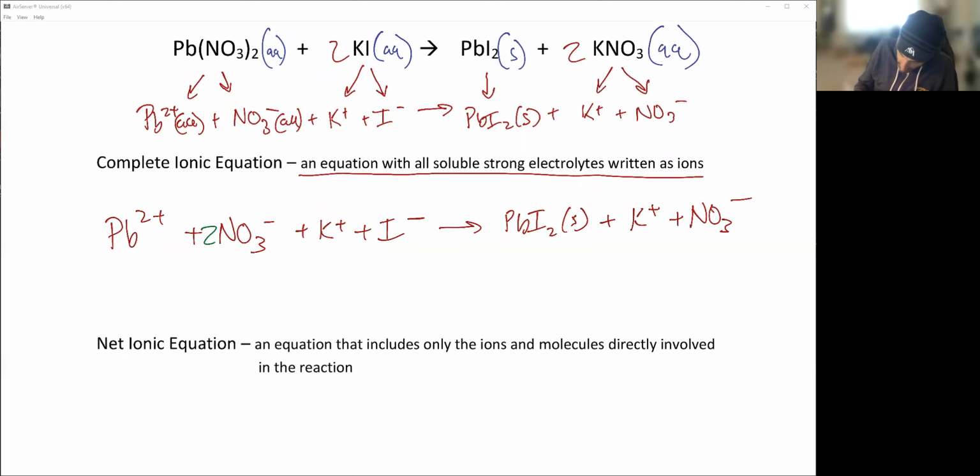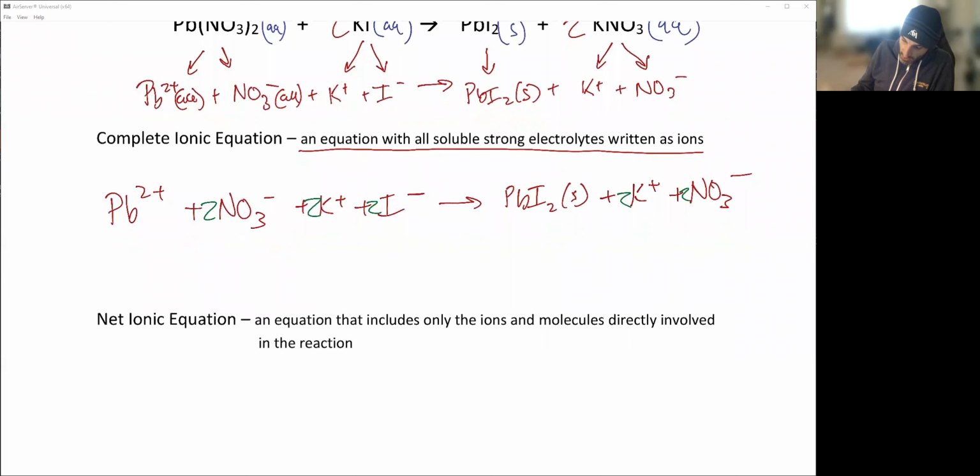There were 2 nitrates. There were 2 of each of these, and it just kind of gets in the way, and you'll see why in a second. 2 of those, 2 of those. So there you go. There's the balanced one, but you don't need it because this last part is kind of where we are. So the net ionic is an equation that includes only the ions and molecules directly involved in the reaction. Essentially, it's the only ones that become the solid or that do change. So let's take a look.